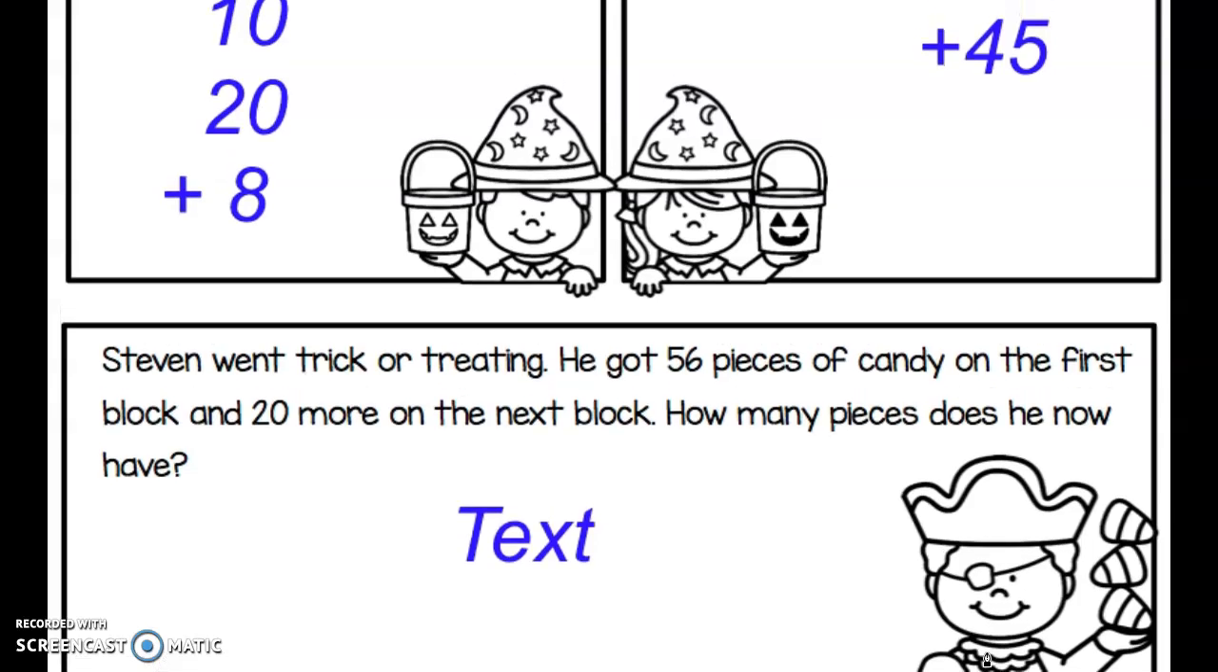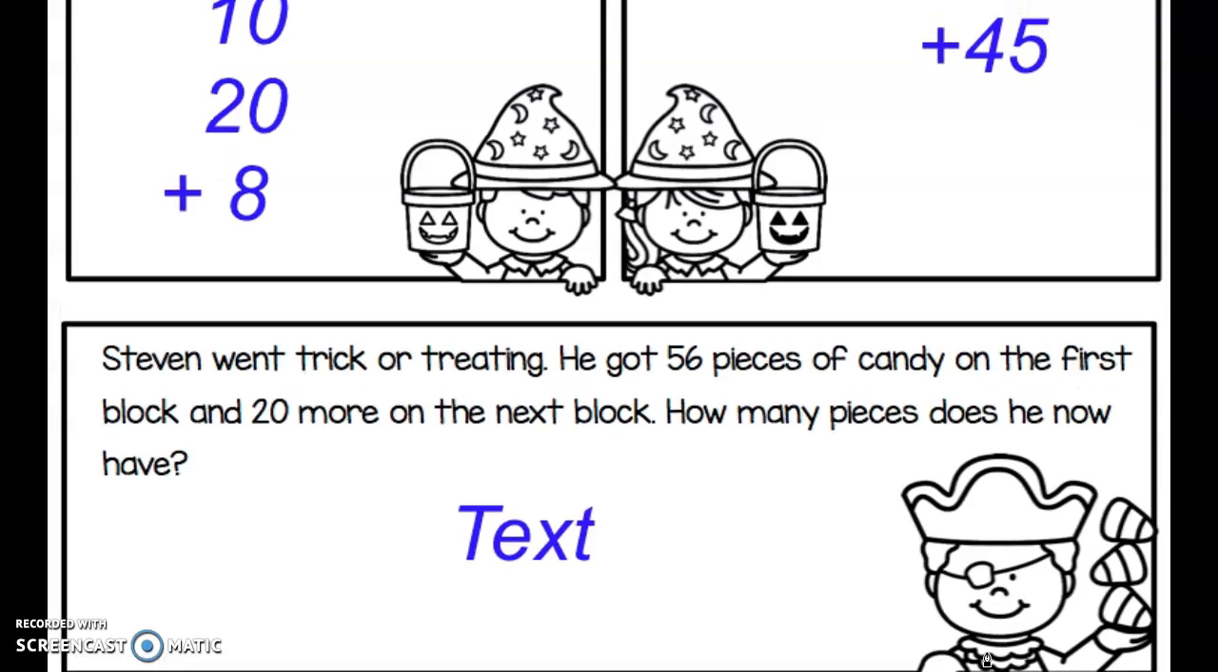The last problem is Stephen went trick-or-treating and he got 56 pieces of candy on the first block and 20 more on the next block. How many pieces does he have now?